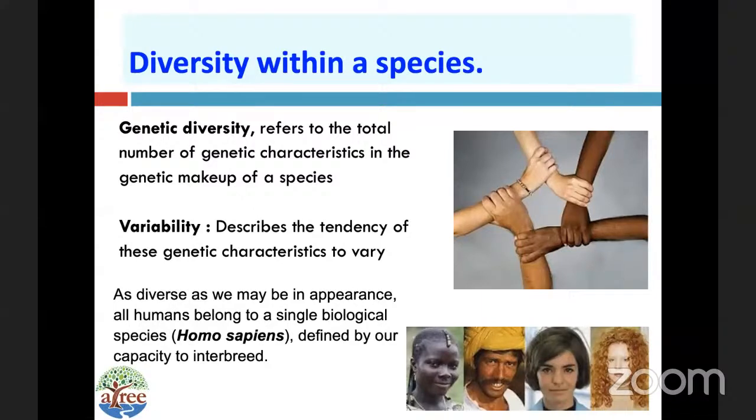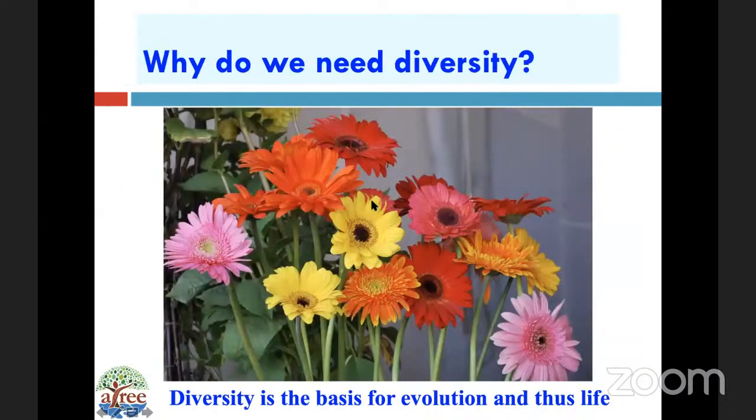For example, as diverse as we may be, all human beings belong to a single species called Homo sapiens, and that is defined by our capacity to interbreed. Though we may look very different, we may have different colors, different heights, different nose lengths and things like that, but all of us belong to a single species.